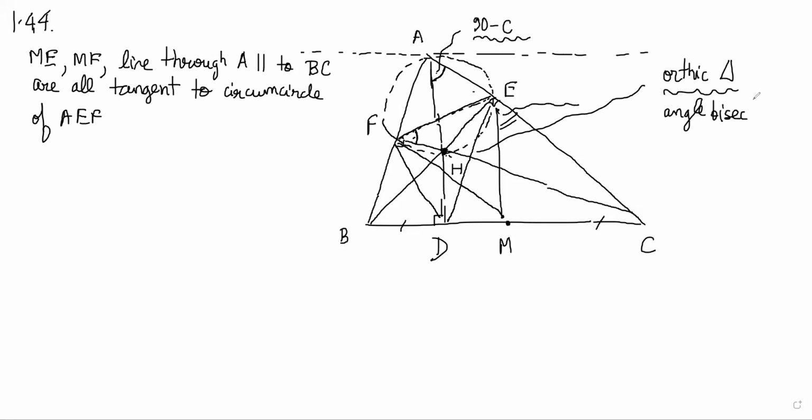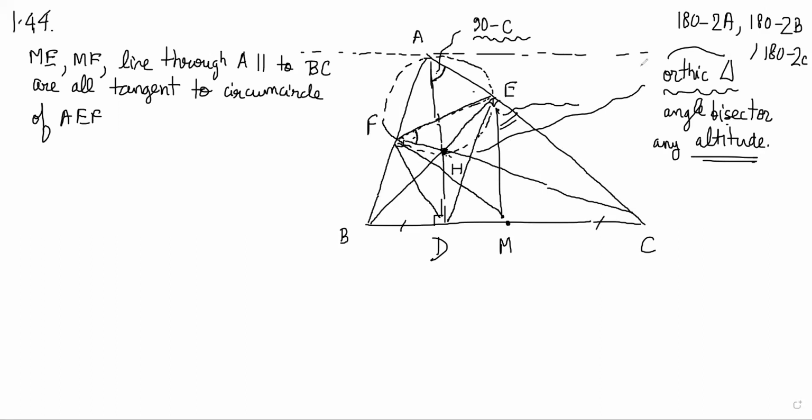In the orthic triangle. You know this, right? Any altitude. I think we discussed it in the last lesson. So what you can show is that the angles of the orthic triangle are basically 180 minus 2A, 180 minus 2B, and so on, right?